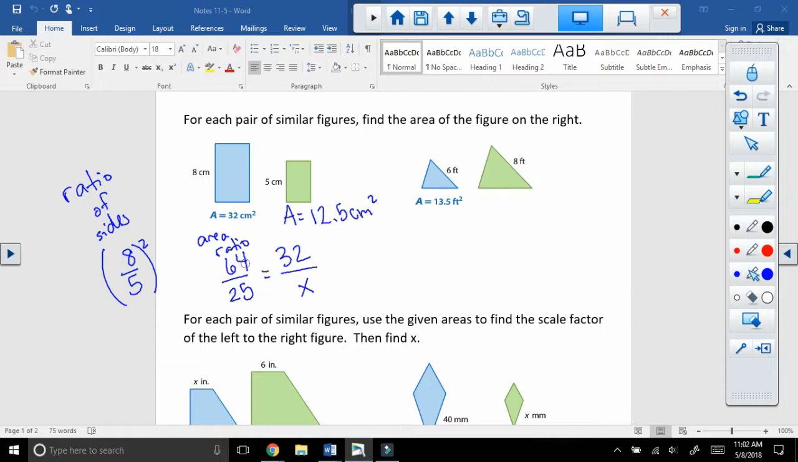Okay, so you might just notice that this is dividing by 2, so I'm going to divide that one by 2. It's fine if you don't notice that. You can always cross multiply and then solve for x.